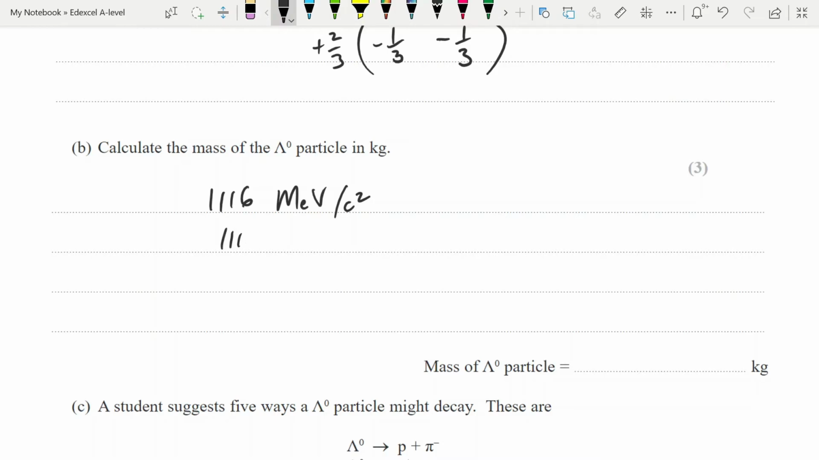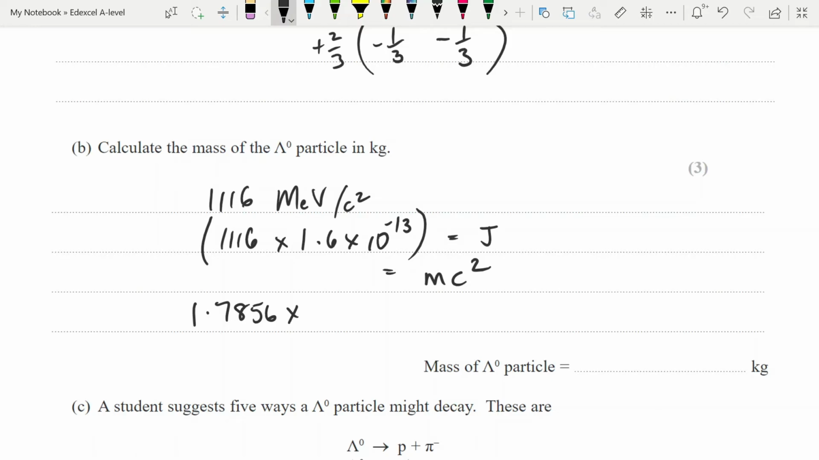So 1116 times 1.6 times 10 to the minus 13, because it's mega electron volts and not electron volts, is going to give us the energy equivalent of this mass in joules. We know that that is going to be equal to mc squared. If you do this sum, you get 1.7856 times 10 to the minus 10 is equal to mc squared, and then you just go ahead and divide by c squared, and you end up with an m of 1.984 times 10 to the minus 27 kilograms.